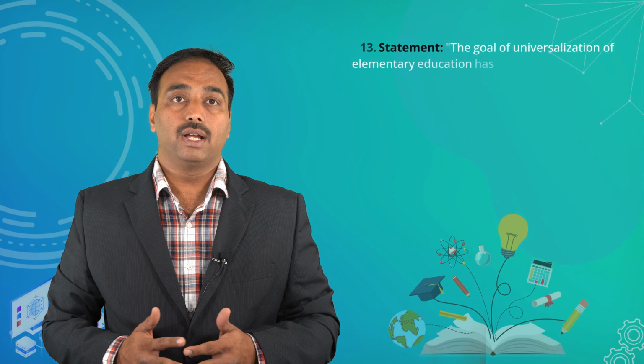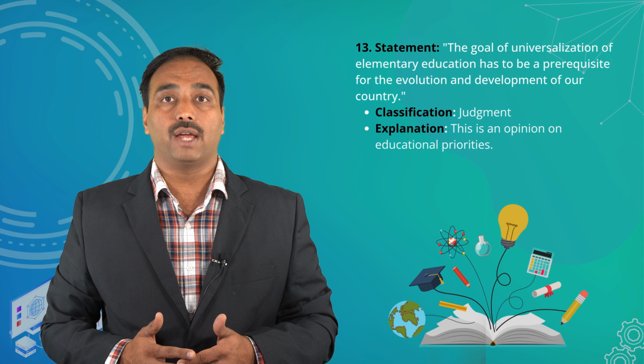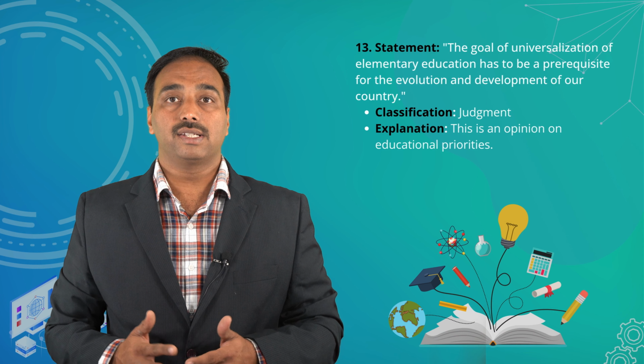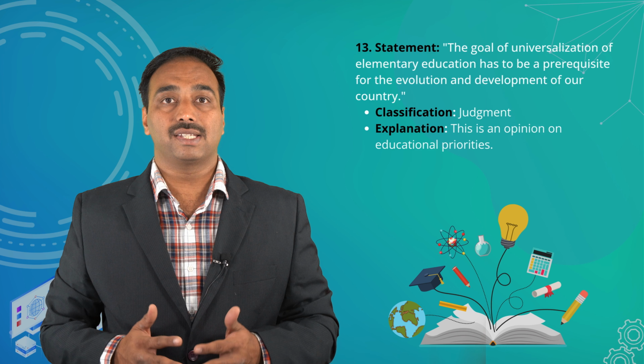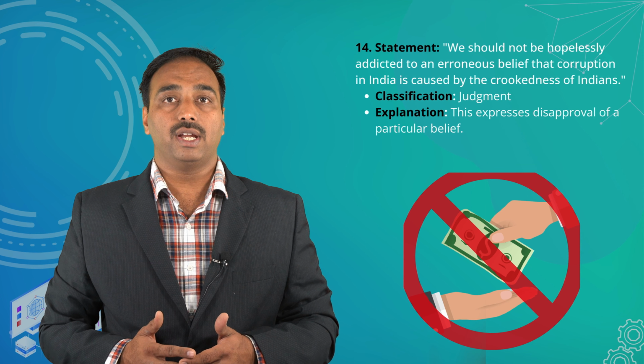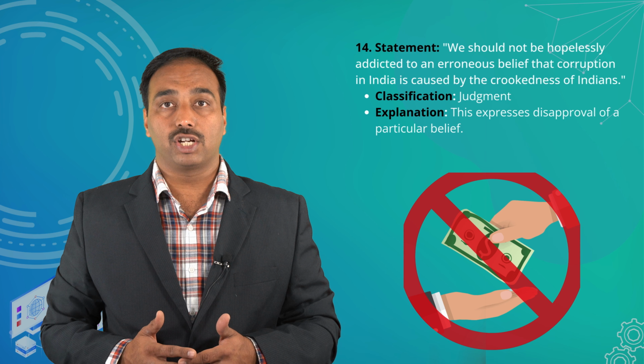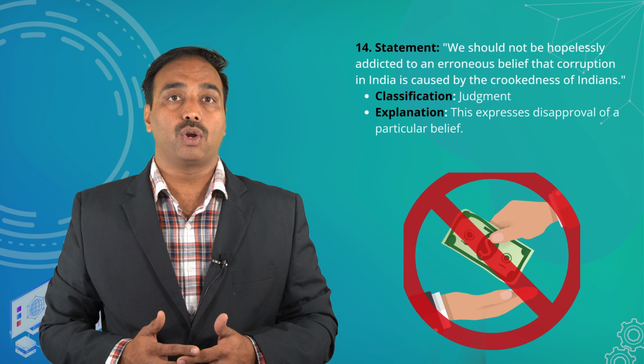Next statement: the goal of universalization of elementary education has to be a prerequisite for the evolution and development of our country. This is an example of judgment because this is an opinion on educational priorities. Next statement: we should not be hopelessly addicted to an erroneous belief that corruption in India is caused by the crookedness of Indians. This is an example of judgment. This expresses disapproval of a particular belief.